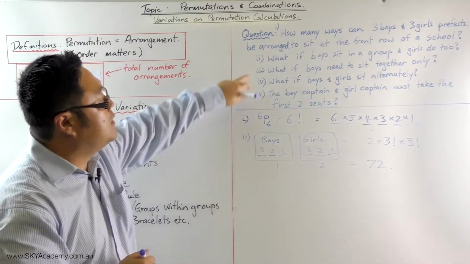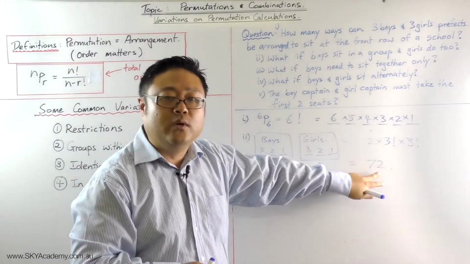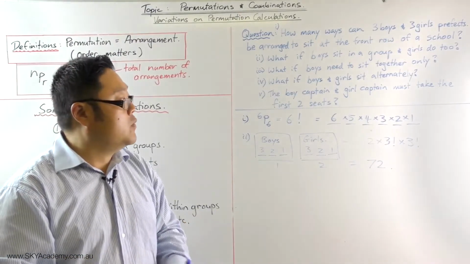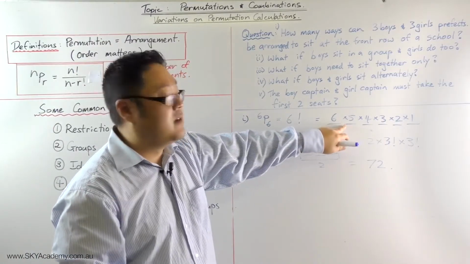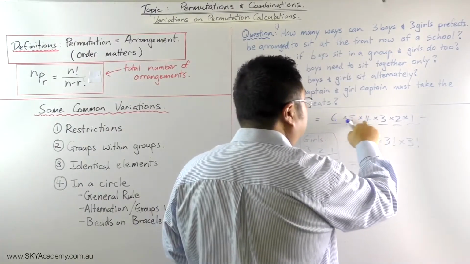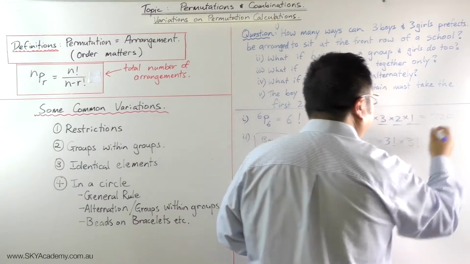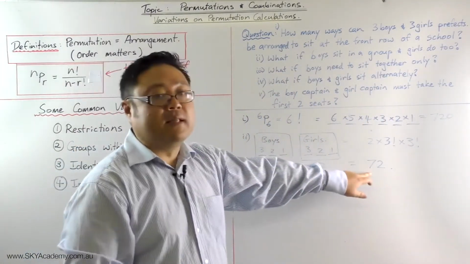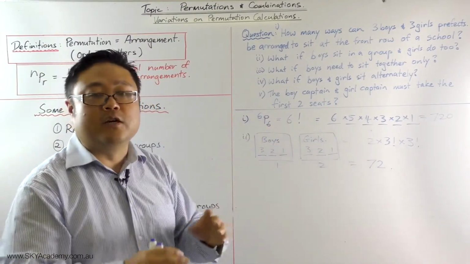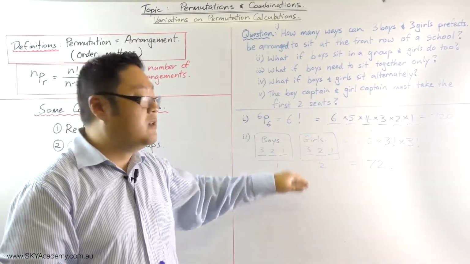So, for part 2, if the boys sit in a group and the girls sit in a group, you have 72 ways of arranging that, okay? Which is much less than 6 factorial, which ends up being 720, right, which is 10 times less than the number of ways that you can arrange the boys and the girls if they're just sitting in any random sort of arrangement. Does that make sense? Good.